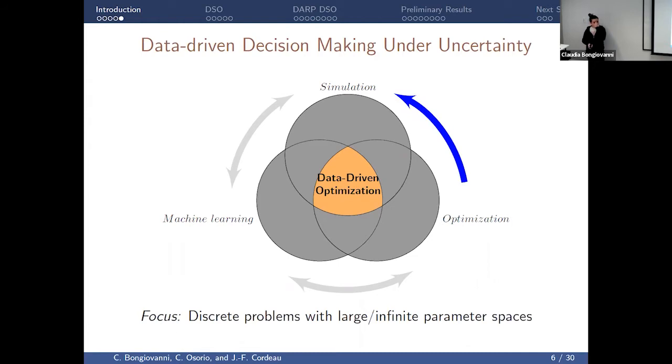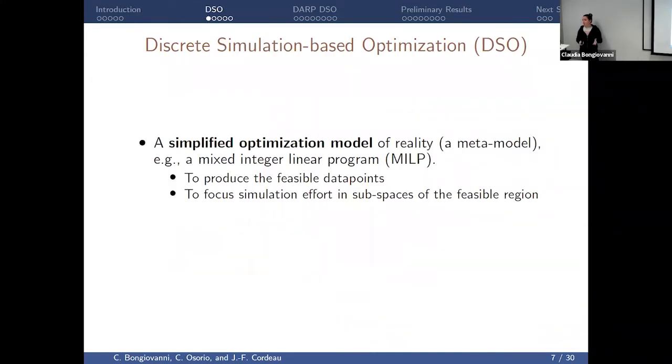And here, what we're going to focus on is how we can use optimization to help simulation-based optimization. So optimization based on simulation. The focus here will be on discrete problems with very large parameter spaces. In discrete simulation-based optimization, we have a simplified optimization model, which is a simplified version of our reality, also called a meta model. For discrete problems, this is typically a mixed integer linear program. This simplified optimization model can be used to produce feasible solutions, but also to focus simulation effort in subspaces of the feasible region which we deem more interesting.